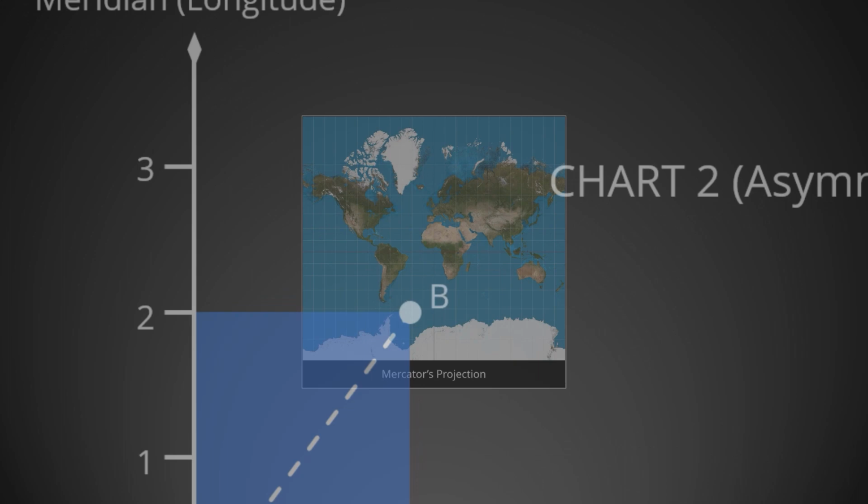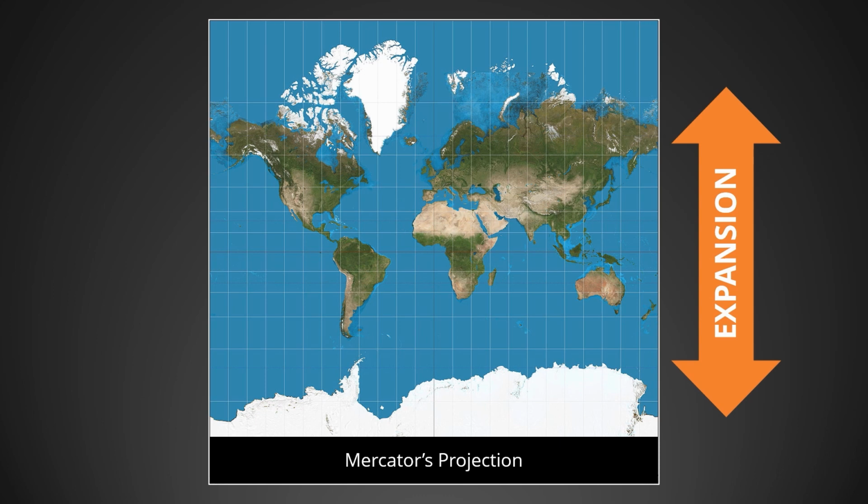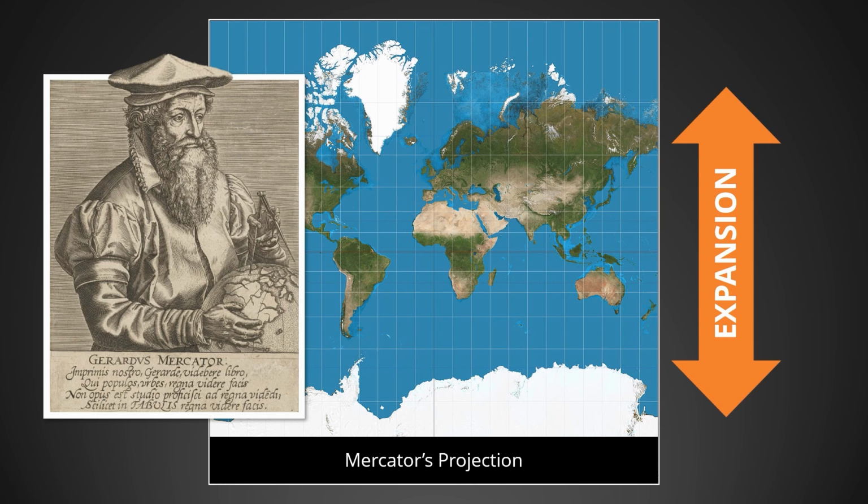A Mercator chart is distorted in the north-south direction. It is conformal because it is mathematically adjusted. Gerardus Mercator introduced the adjustment in the 16th century. That is why, until today, this type of projection is known as Mercator's projection.